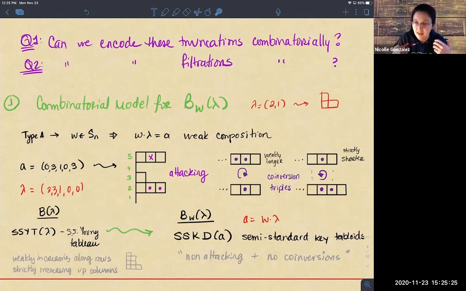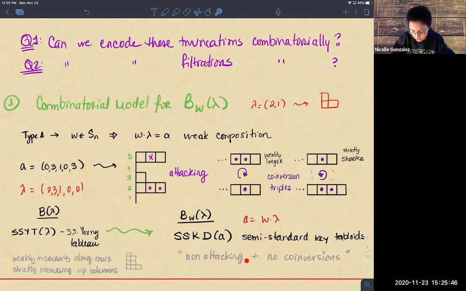Attacking essentially is a condition that involves cells that are either in the same column or in adjacent columns, but they can be many, many rows apart, right? And it's essentially saying if you have a cell here and a cell here, they can't have the same entry. And if you have a cell here and a cell here, they can't have the same entry. Otherwise, they would be attacking cells.